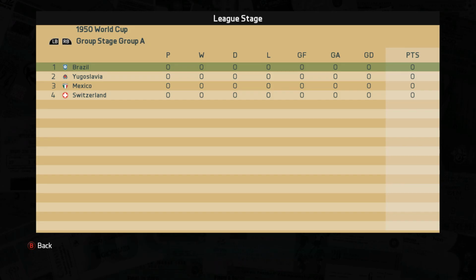Group Stage A, the 1950 World Cup is Brazil, Yugoslavia, Mexico, Switzerland. Group B, Spain, England, United States and Chile. Group C, Sweden, Paraguay, Italy. And only 2 teams in Group D, Uruguay and Bolivia.